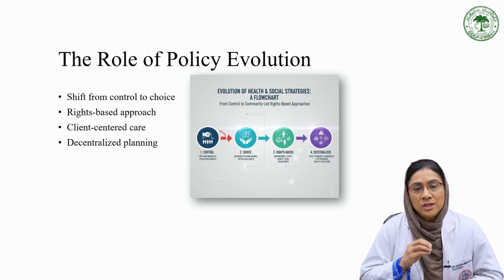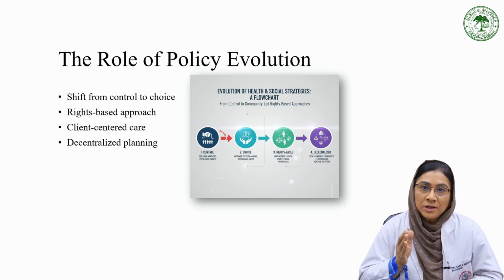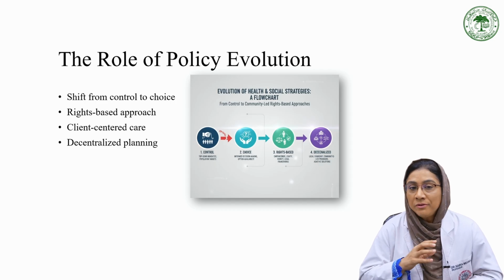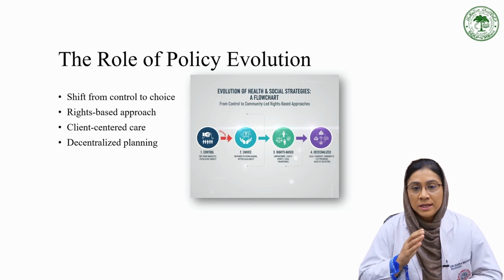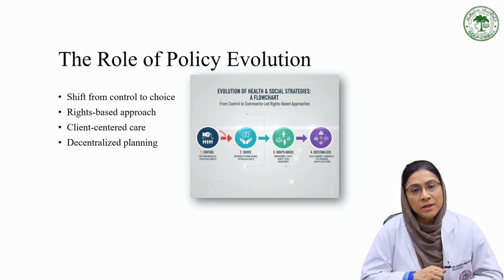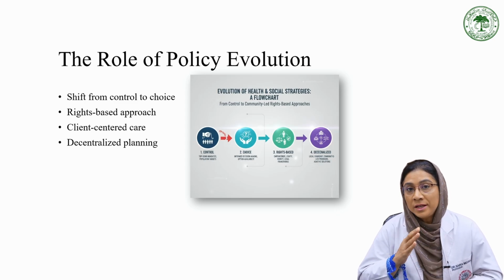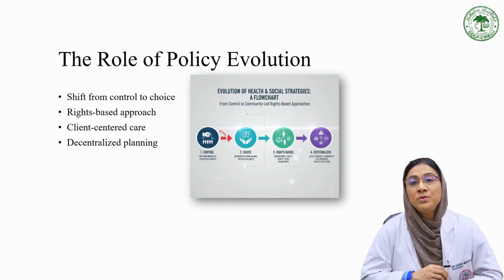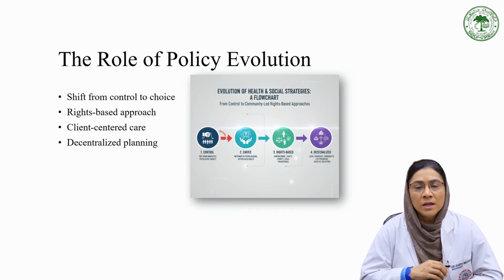Policy evaluation in India reflects a gradual shift from population control to reproductive rights and choice. Early programs prioritized demographic targets, but this led to coercion and public backlash. Over time, the focus moved towards a rights based, client oriented approach that values informed choice.